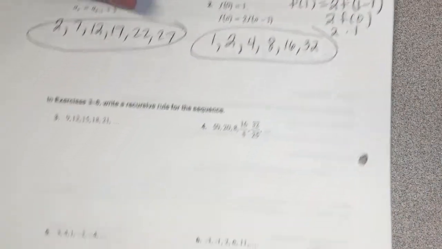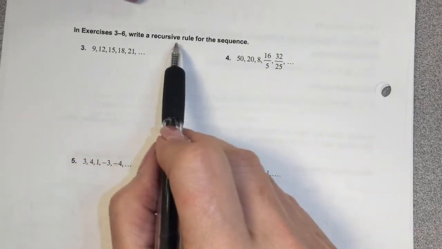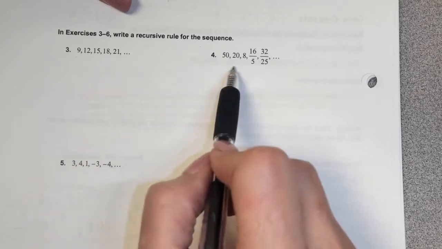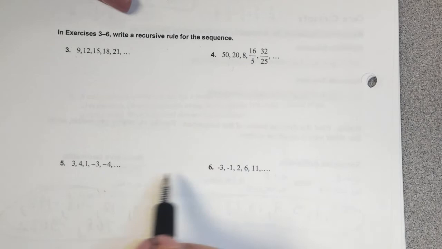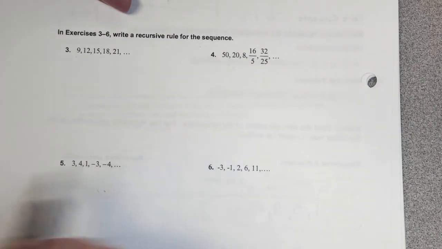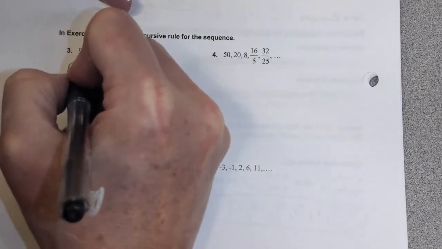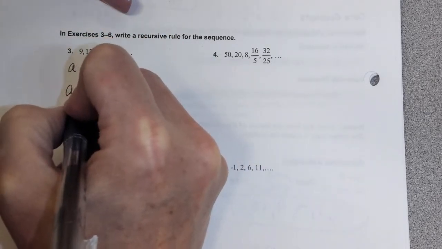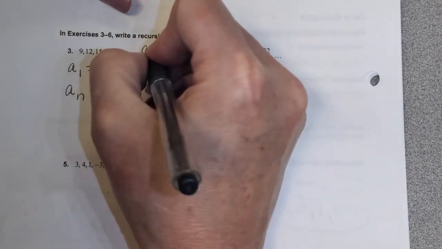Not difficult. All right. Now we are given a pattern. We're supposed to come up with the recursive rule for the sequence. The first 2 are pretty easy. If you want, you can pause the video, try these on your own. The second 2, 5 and 6, are very difficult. All right, let's look at number 3. On number 3, if I'm going to write recursively, I say a sub 1, I have to tell what that's equal to. Then a sub n, I'm looking at this pattern. I'm adding 3 every time, so this is arithmetic.